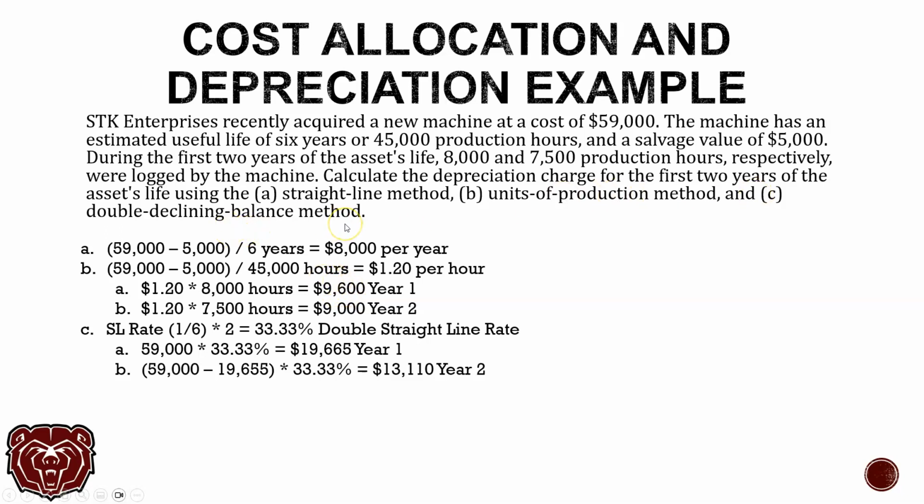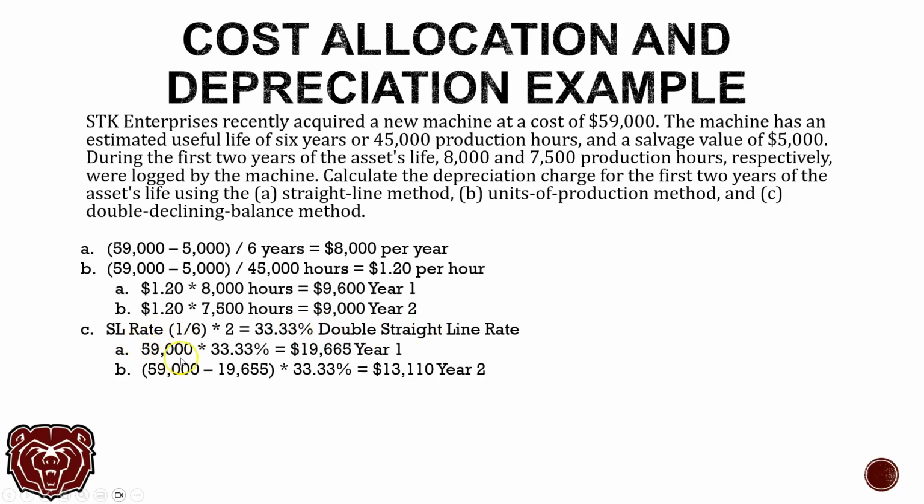Finally, let's look at the double declining balance method and how we would calculate that. So first thing we want to do is find our straight line rate. So our straight line rate is 1/6, which is 16.5% or something close to that. Okay. Now you're going to multiply that times 2. We're going to double it up. Remember, this is double the straight line rate. So we're going to take the rate times 2. And that gives us 33.33%.